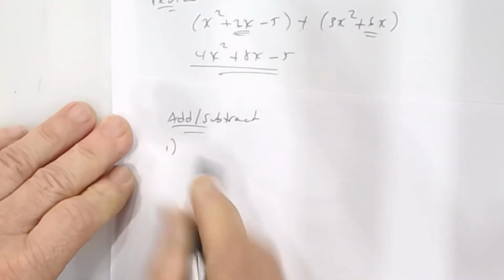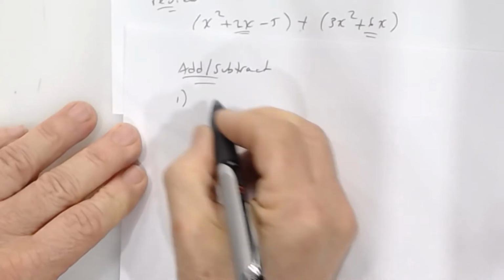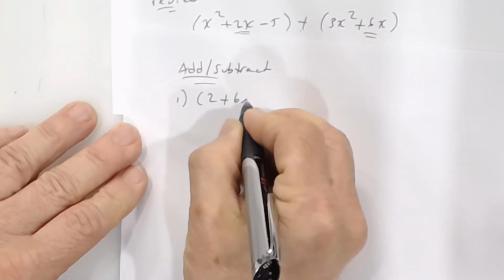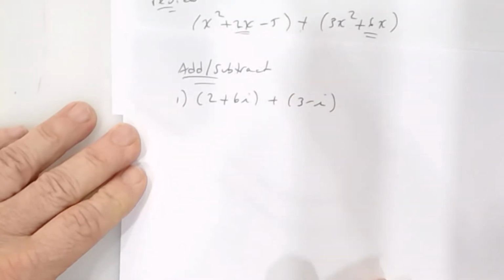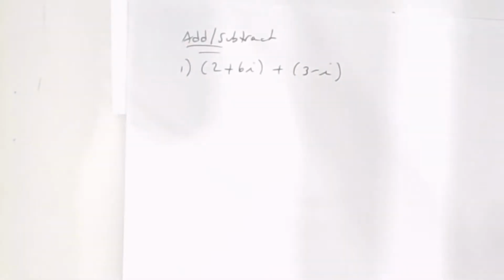All right. Number 1. 2 plus 6i plus 3 minus i. Now, let's talk about some context with this. Let's talk about what a complex number is.